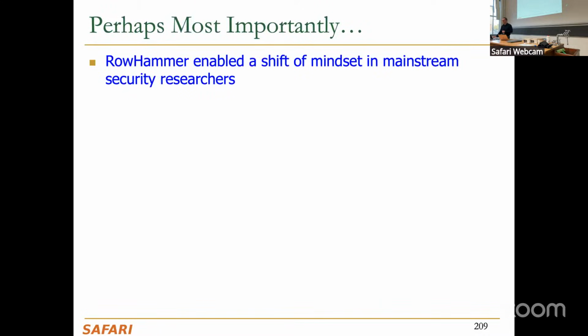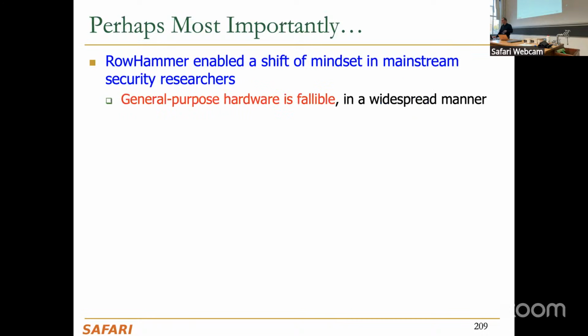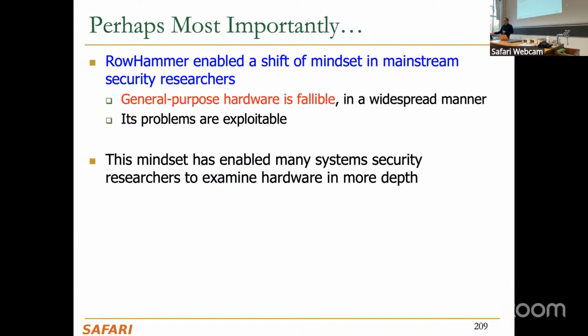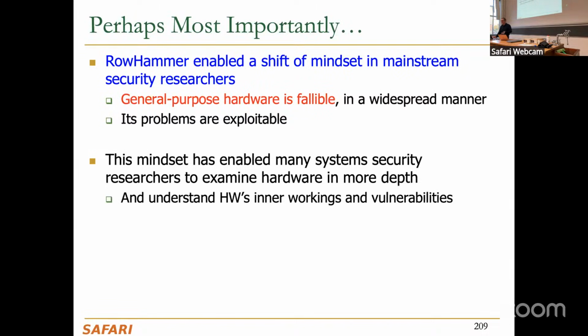Maybe most importantly, this enabled a mindset shift among security researchers. So general purpose hardware is really fallible in a very widespread manner. Essentially, all DRAM chips are vulnerable. This is a big thing. Its problems are exploitable. And this mindset actually enabled researchers not just to develop RowHammer attacks, but also ask the question, okay, DRAM chip is vulnerable, but what other thing is also vulnerable? And they asked this question many, many times, and they understood the hardware's inner workings.